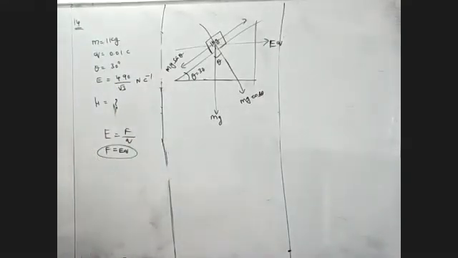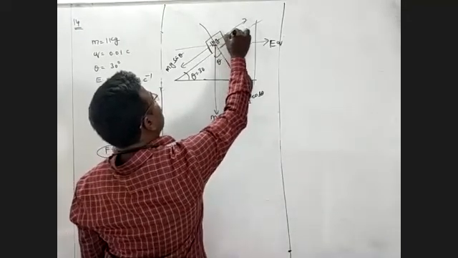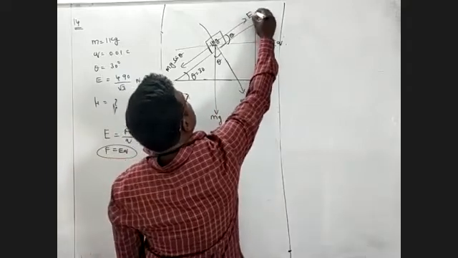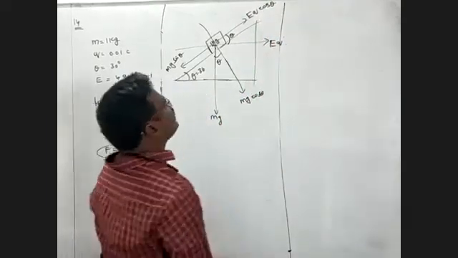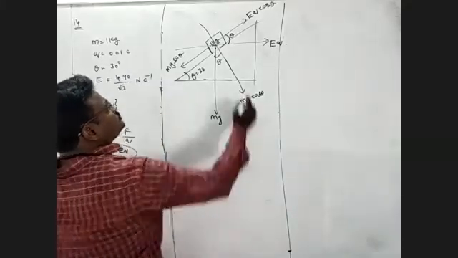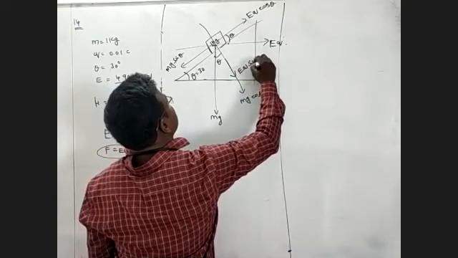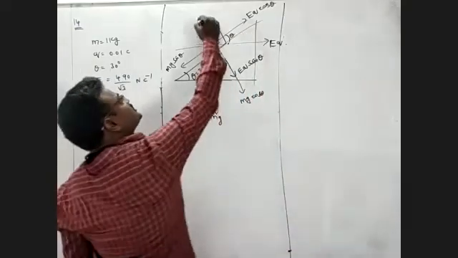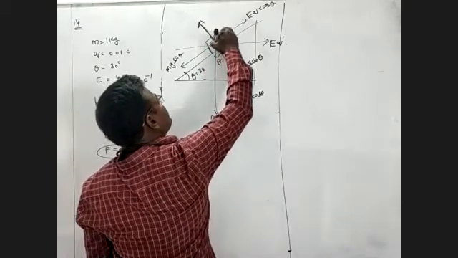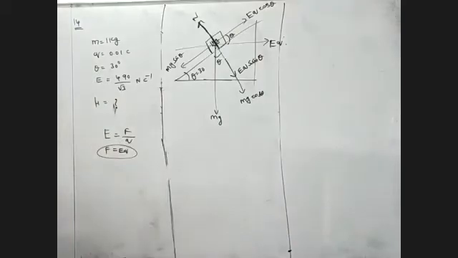The electric field is applied in the horizontal direction, making angle theta. This one is EQ cos theta. One more perpendicular component is EQ sin theta. This straight line perpendicular to the surface we call the normal line.